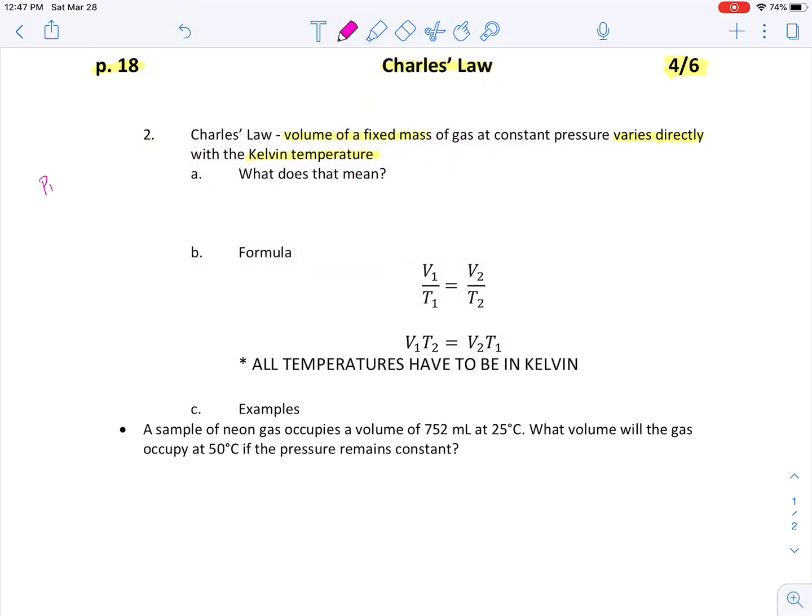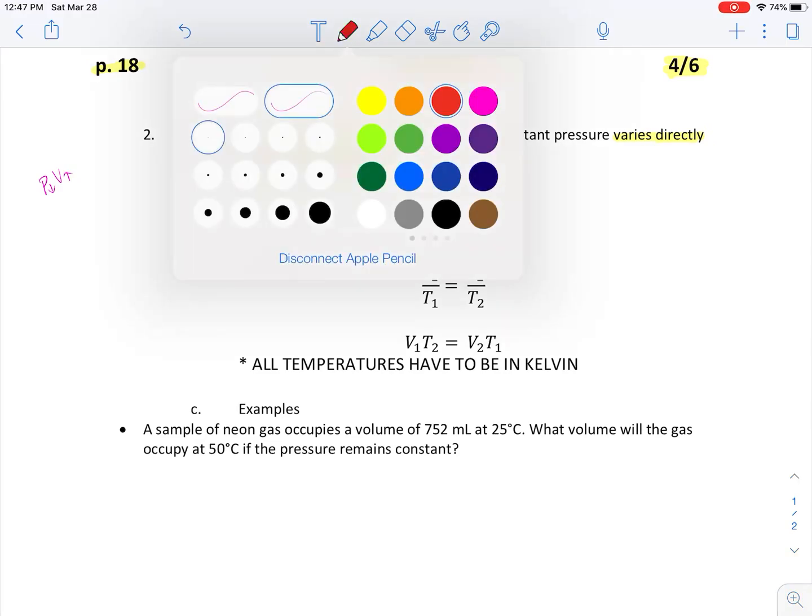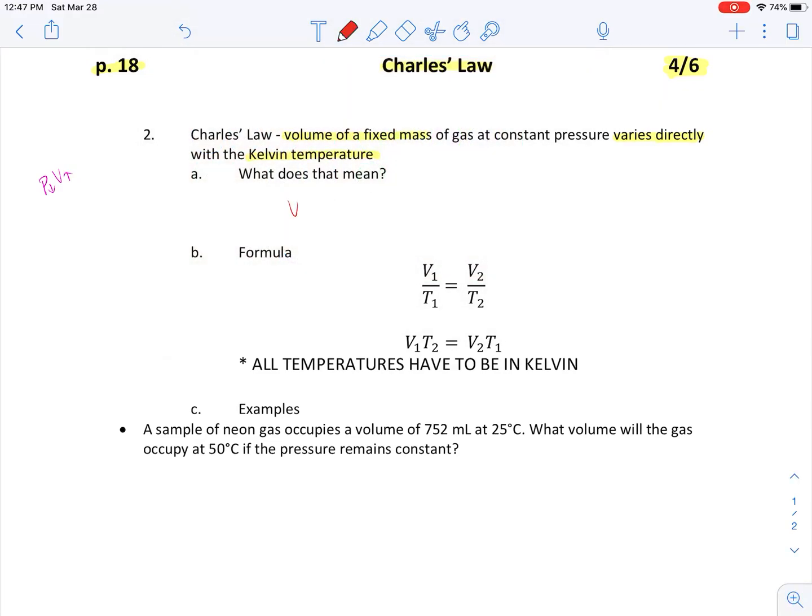So as pressure went down, volume went up. So if we're talking about varying directly, what we're going to mean here is we're going to say that as volume goes up, temperature goes up, and vice versa. Volume going down, temperature going down.